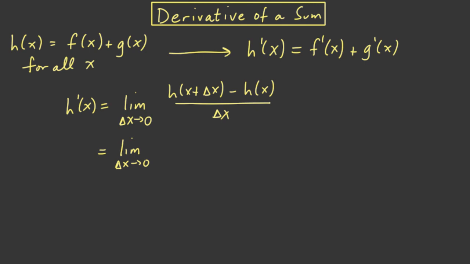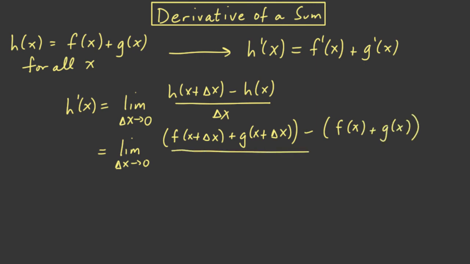So when we see h of x plus delta x, that's just f of x plus delta x plus g of x plus delta x. And then we're subtracting h of x, which is f of x plus g of x. And all of this is over delta x.